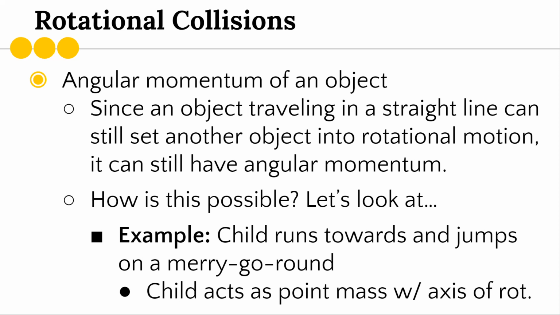Think of this example. If you see a child run toward and jump on a merry-go-round, just picture it running across the playground, jumping on one of those spinning merry-go-rounds. Even though that child's running in a straight line, when that child collides with landing on that merry-go-round, it's going to set it into rotational motion. That child will act as a point mass about the axis of rotation of the merry-go-round and will apply a torque to that merry-go-round whenever they collide.